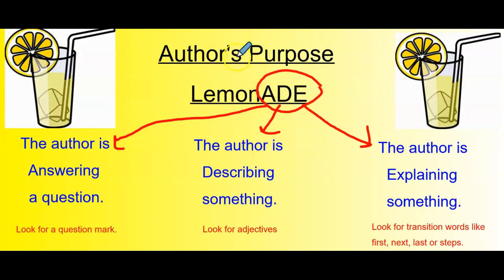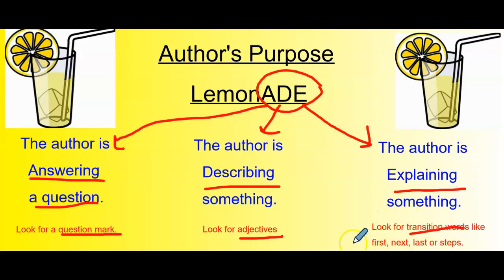Remember, an author's reason or purpose for writing is A, to answer a question. Remember, look for a question mark. D, to describe something. Look for adjectives. Or E, to explain something. Look for transition words or steps.